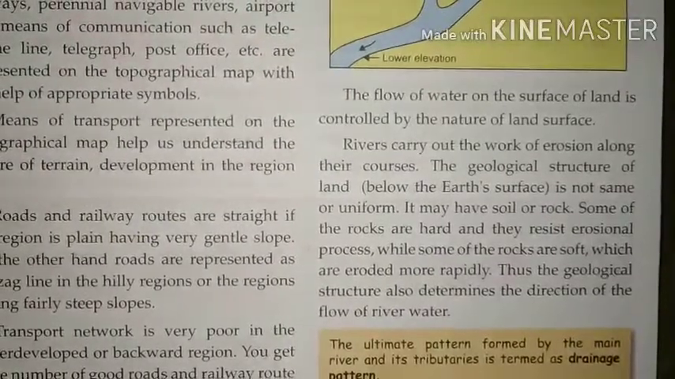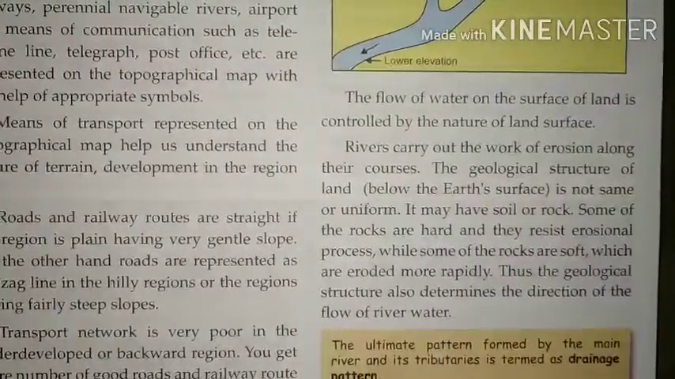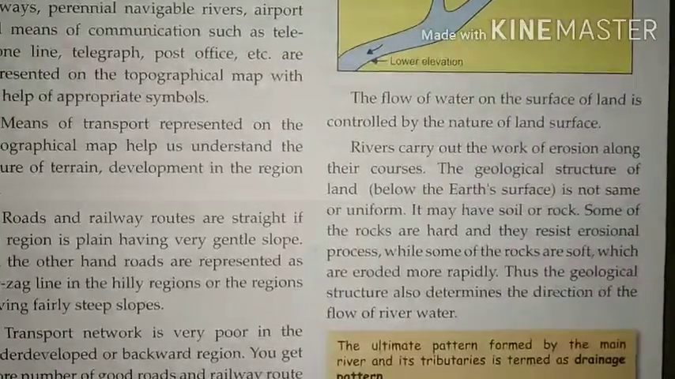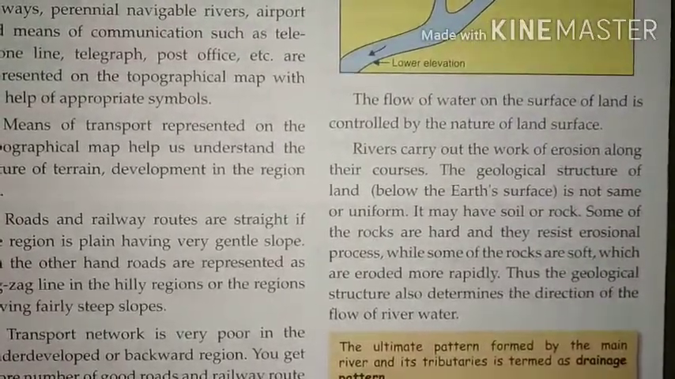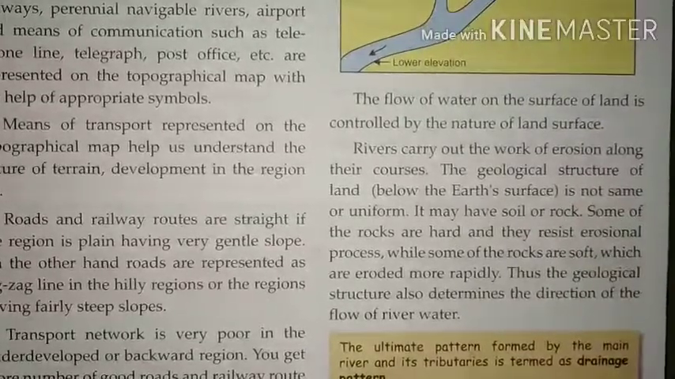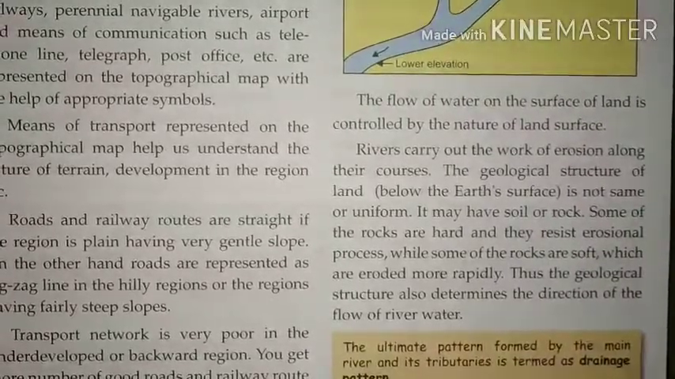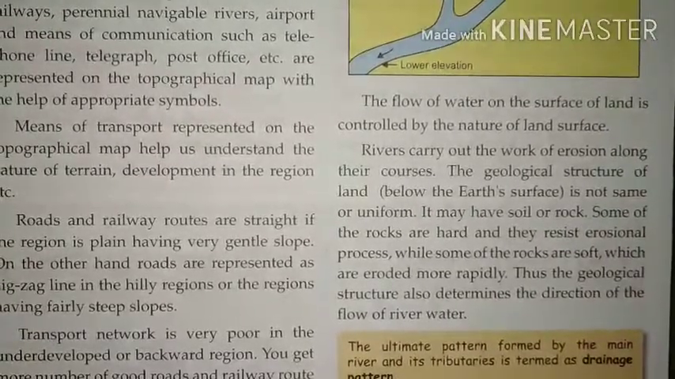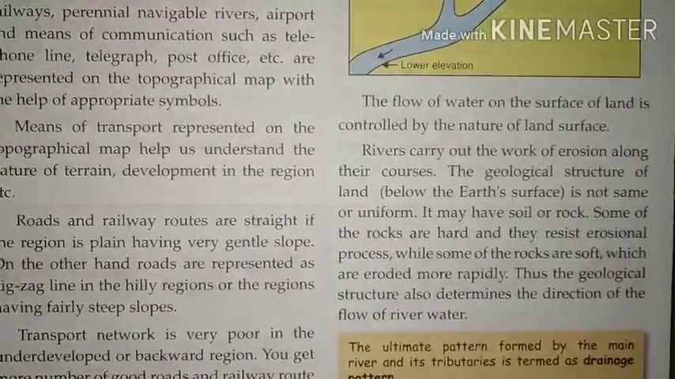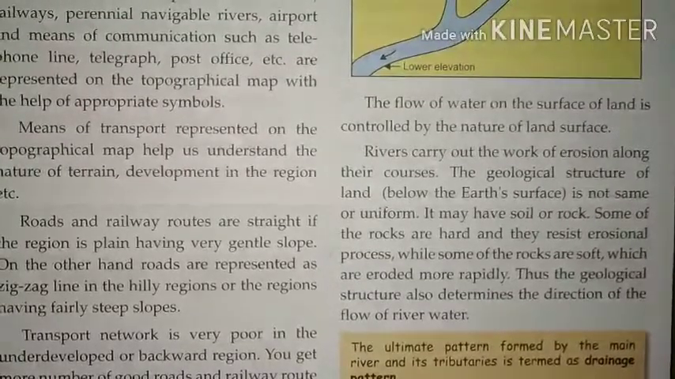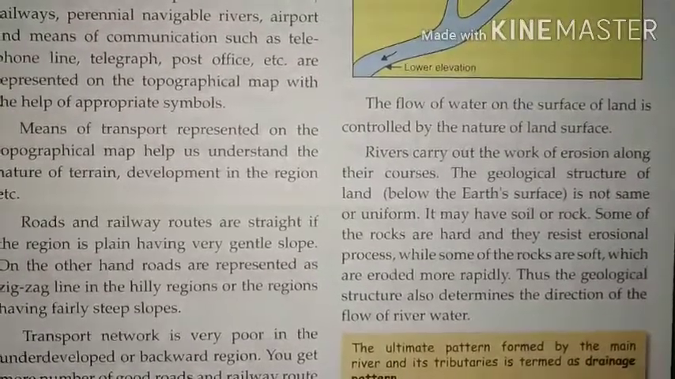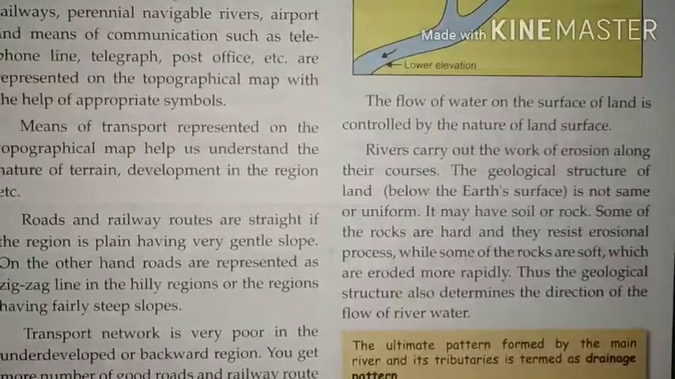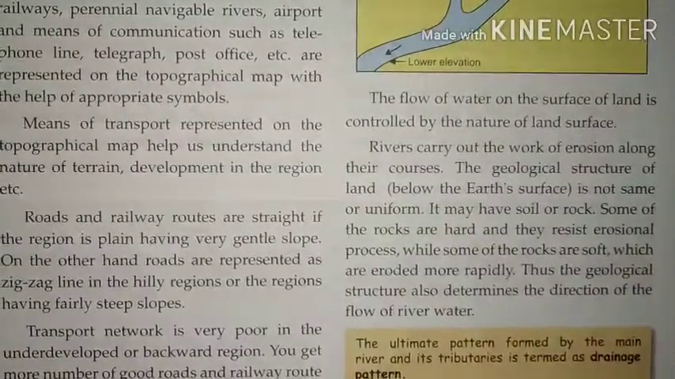The flow of water on the surface of land is controlled by the nature of the land surface. Rivers carry out the work of erosion along their courses. The geological structure of land below the surface is not the same or uniform. It may have soil or rock. Some of the rocks are hard and they resist the erosional process, while some of the rocks are soft and are eroded more rapidly. The geological structure also determines the direction of the flow of river water.